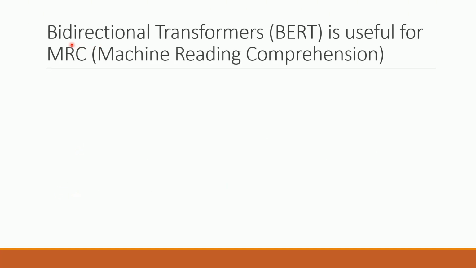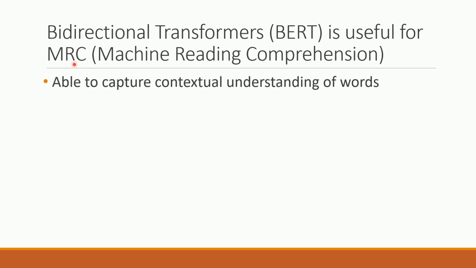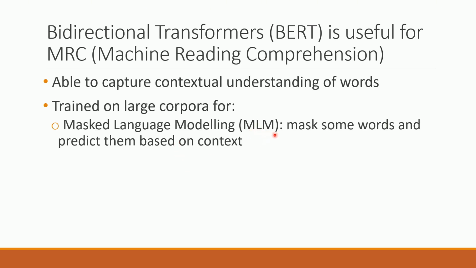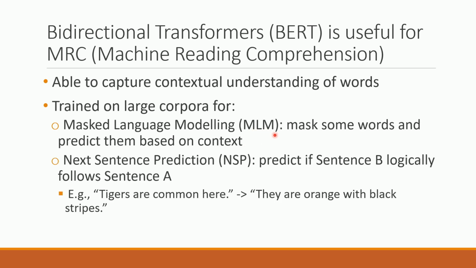So this is what BERT stands for, bidirectional transformers, and it's very useful for MRC. It is able to capture contextual understanding of words, and is trained on large corpora for masked language modeling, which is MLM, where you mask some words and then you predict them based on the surrounding context. It is also trained on next sentence prediction, where you predict if sentence B logically follows sentence A. So example, sentence A is, tigers are common here. And then sentence B is, they are orange with black stripes. So this logically flows. So based on these two objectives, BERT is trained.